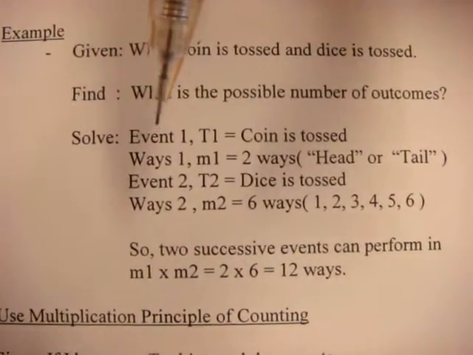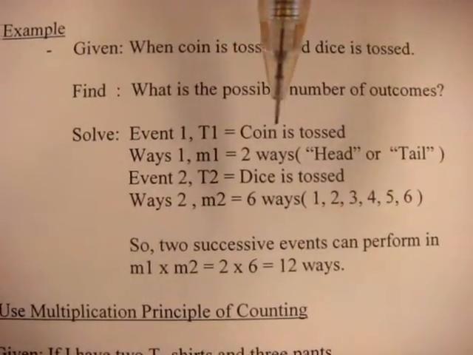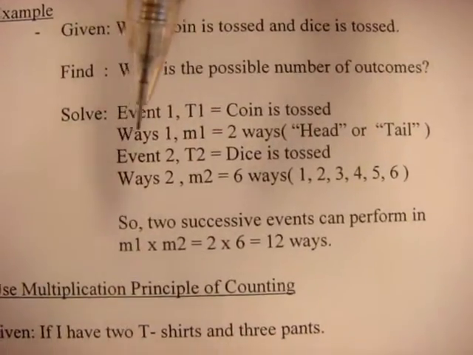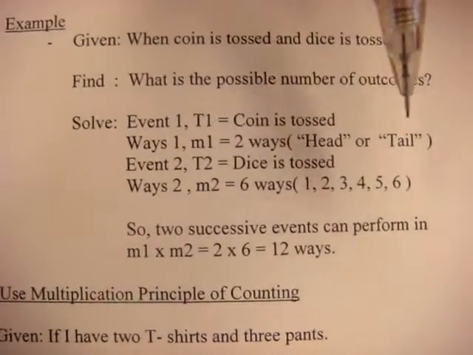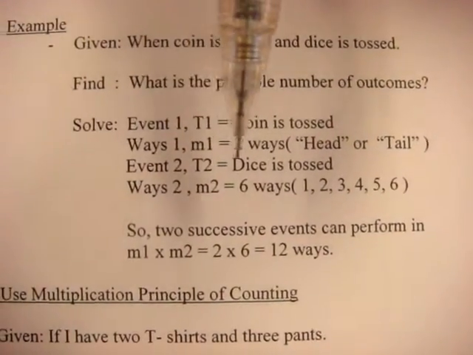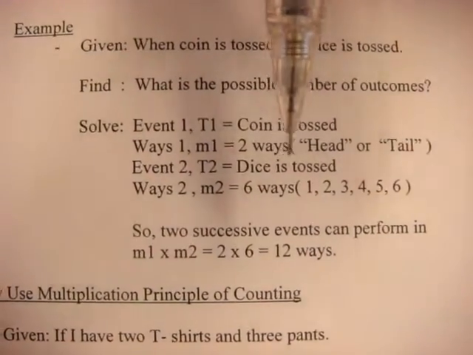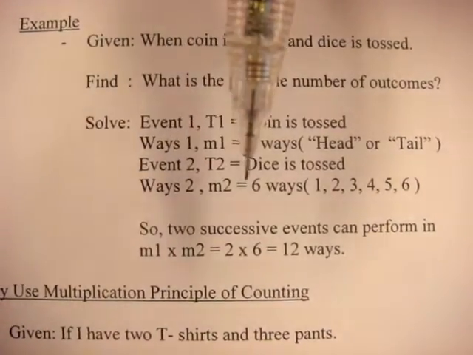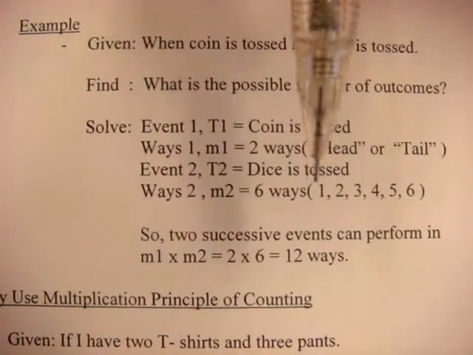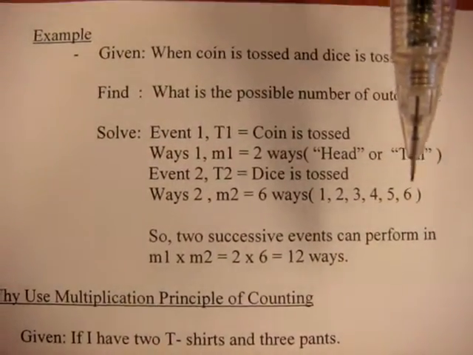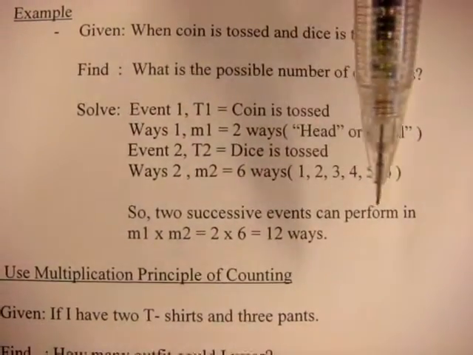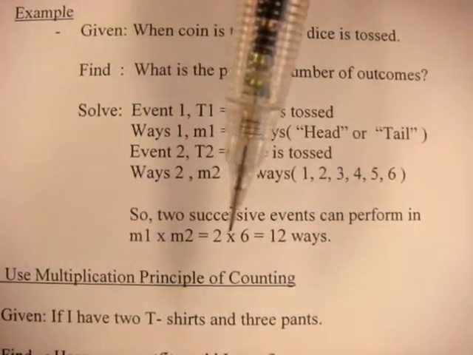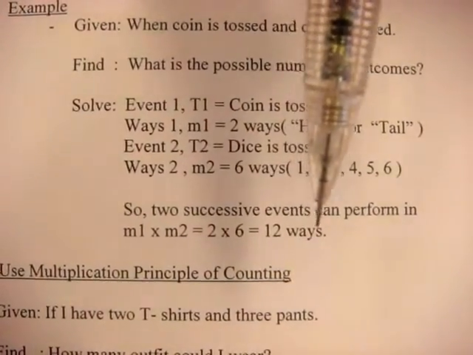To solve it, event 1, T1, is the coin is tossed. Way 1, M1, is equal to 2 ways, either head or tail. Event 2, T2, equals the die is tossed. Way 2, M2, equals 6 ways: 1, 2, 3, 4, 5, or 6. So, 2 successive events can be performed in M1 times M2, equals 2 times 6, equals 12 ways.